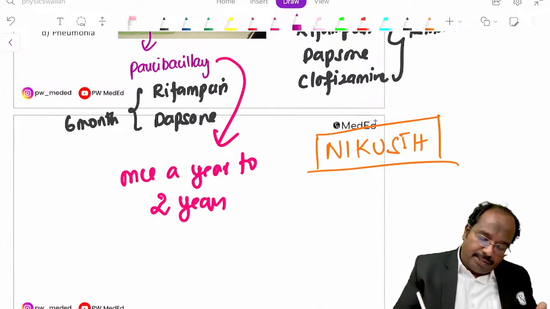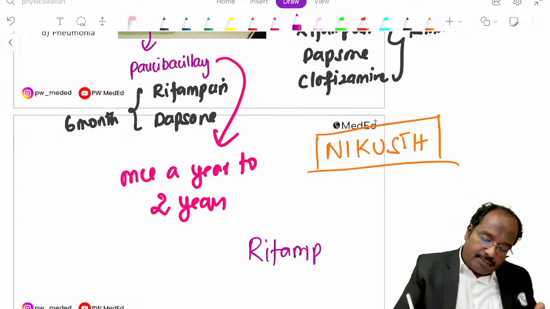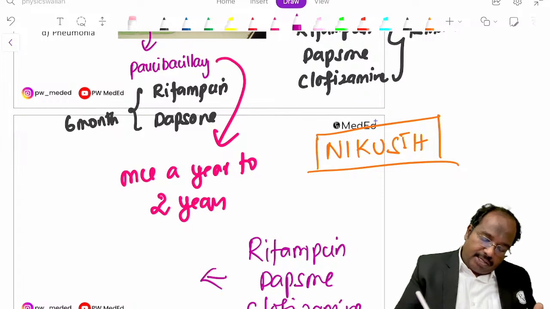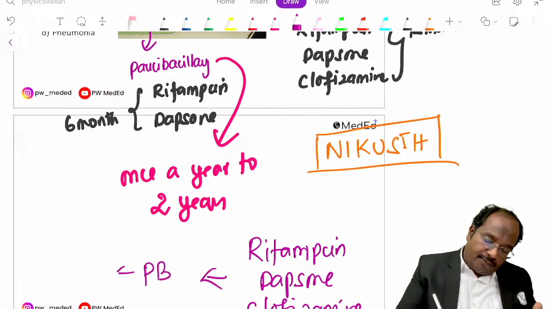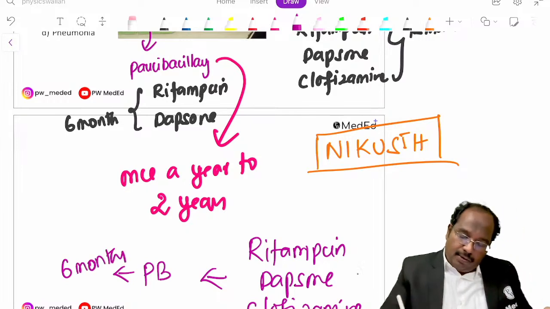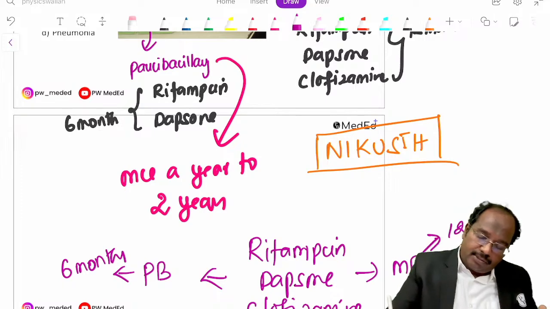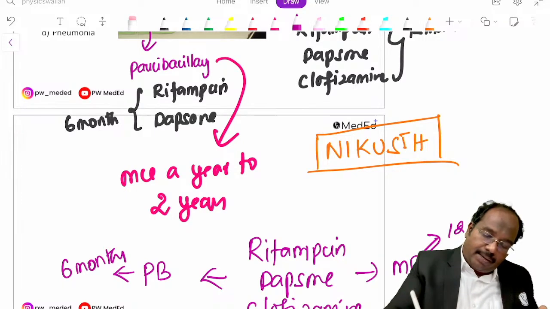WHO recommends rifampicin once a month, dapsone and clofazimine, all 3 drugs. This is given for paucibacillary cases for 6 months. For multibacillary cases, the same has to be given for 12 months. This is as per WHO norms.